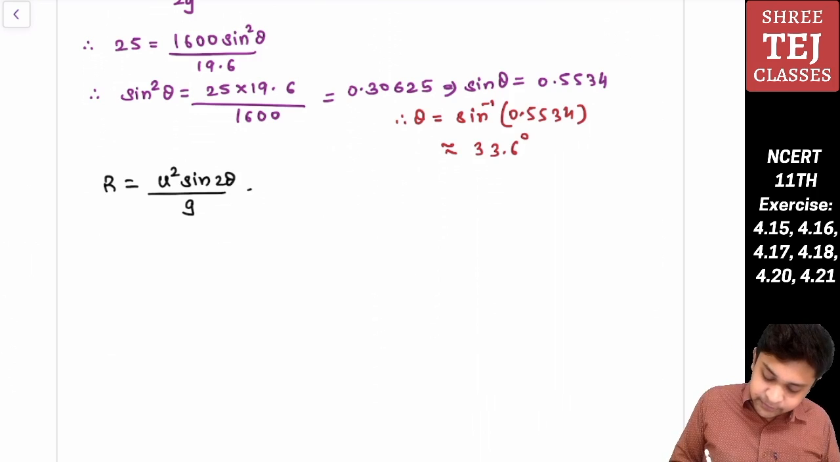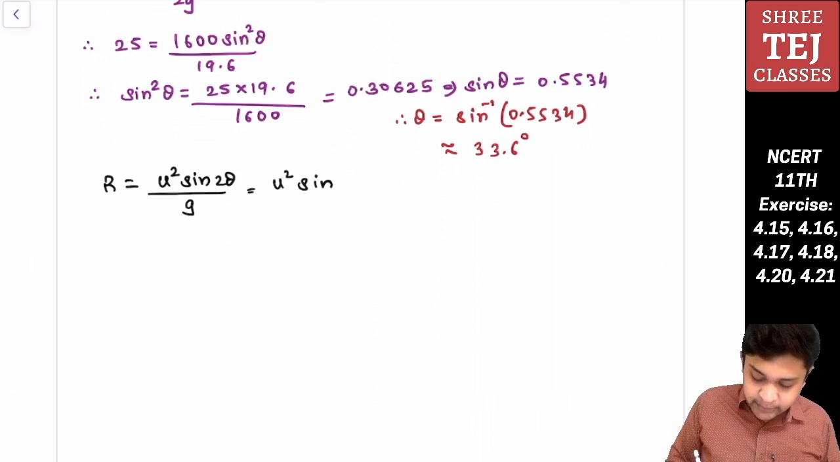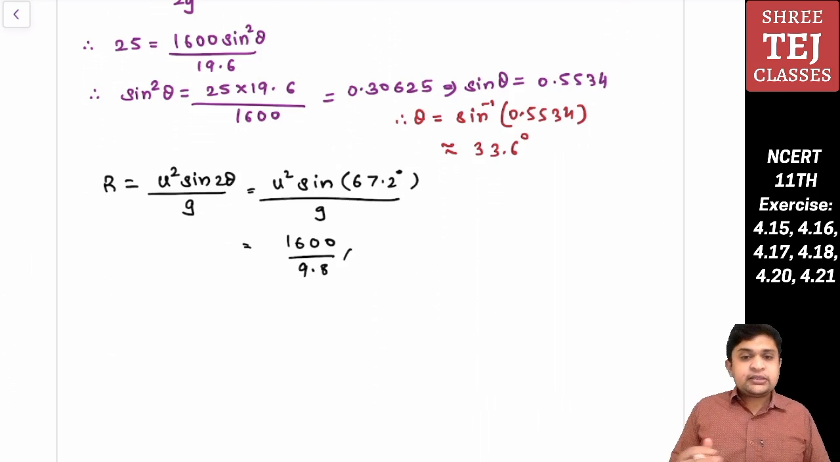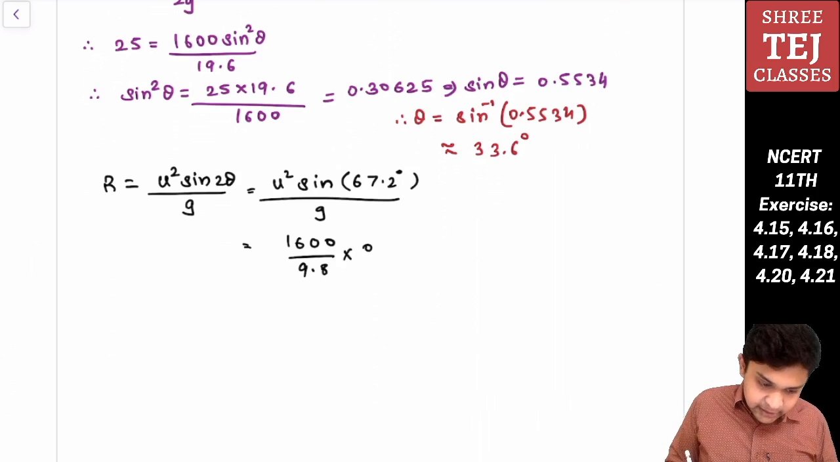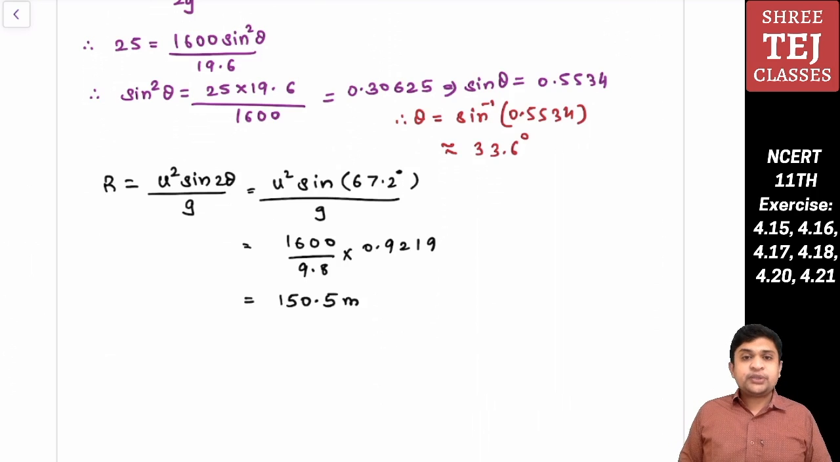So it will be u square sine of 33.6 multiplied by 2, which is 67.2, divided by g. So this will be 1600 upon 9.8 multiplied by sine of 67.2 degrees. Its sine is 0.9219, and this comes out to be 150.5 meter.